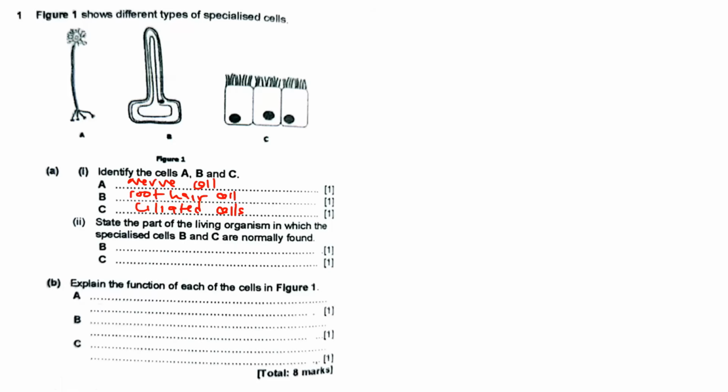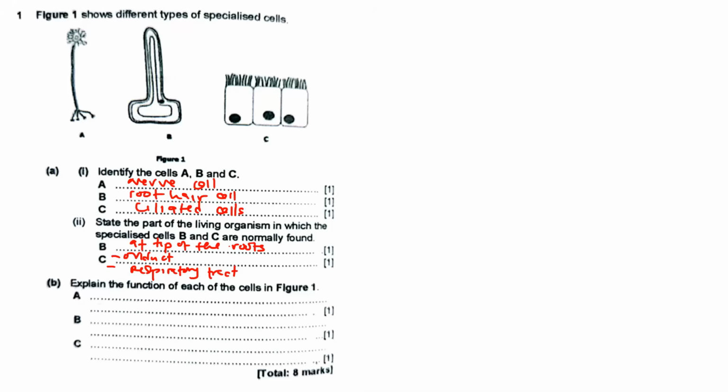State the parts of living organisms in which the specialized cells B and C are normally found. So where is B found? B is found at the tip of the roots. Just the end part of the roots. That is where you find root hair cell. Then what about C? C is found in the oviduct or the fallopian tube. If you put oviduct or fallopian tube, that is correct. Then you can also put respiratory tract. So that is where you find it.